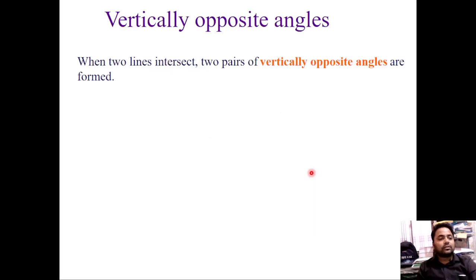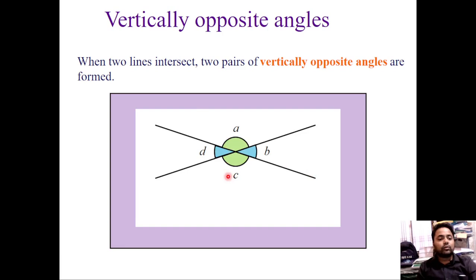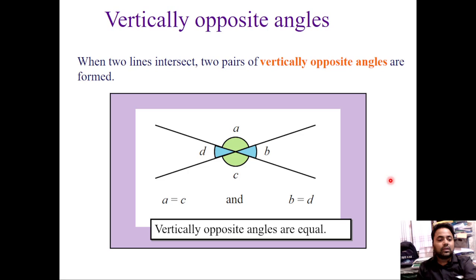Vertically opposite angles. When two lines intersect, two pairs of vertically opposite angles are formed like this. Here angle A is equal to angle C and angle D is equal to angle B. Vertically opposite angles are equal.